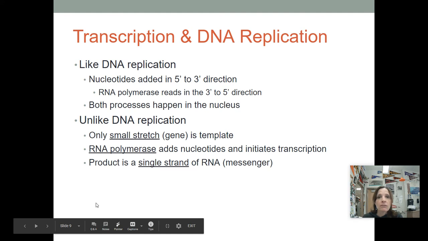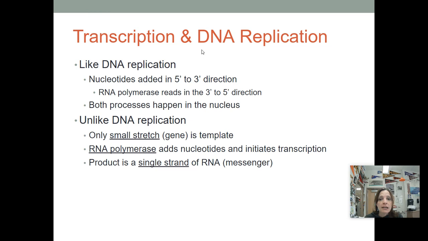Okay, so students often get confused with the differences and similarities between transcription and DNA replication. So how is transcription like DNA replication? Nucleotides are added in the 5 to 3 direction in both cases. RNA polymerase and DNA polymerase both read in the 3 to 5, and both processes happen in the nucleus. So that's how DNA replication and transcription are similar.